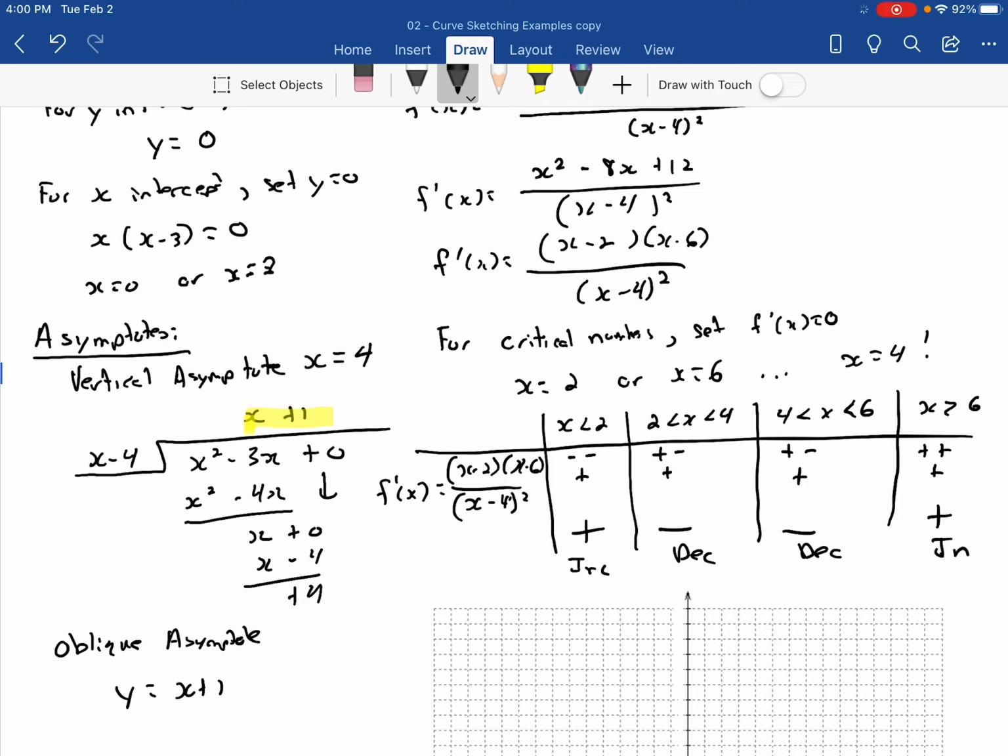So I didn't get as many max mins as I might have thought I would have. I got a max at 2 comma something and a min at 6 comma something. Now, when I sub that 2 back into the original function, I go back up and I think I get a 1. And when I get a 6, I get a 9. So those come out to pretty nice values.